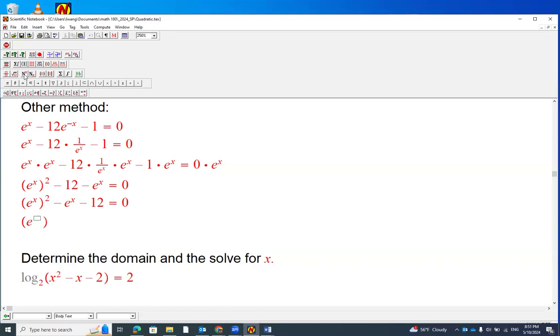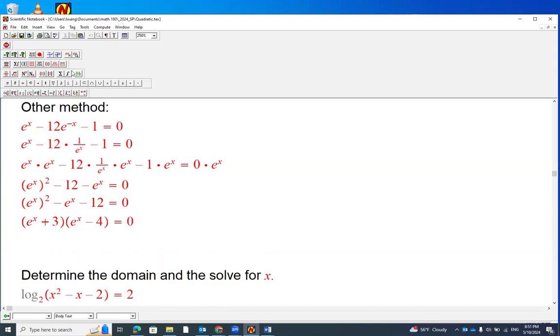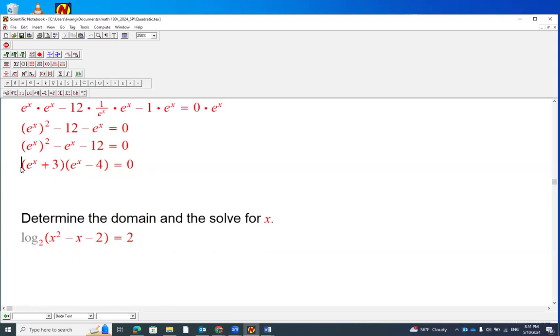So you think of u plus 3 times e to the power x minus 4 equals 0. Okay? E to the power x is always positive. E to the power x plus 3 is going to be positive.